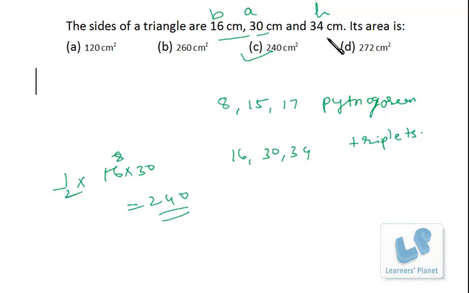If you are able to recall that these three are making a right angle triangle, then this problem will be very simple for you. You can even do it mentally, because you just have to multiply 30 and 16, then divide it by 2. That's it. That is half base into altitude, and the calculation can be done mentally, right?